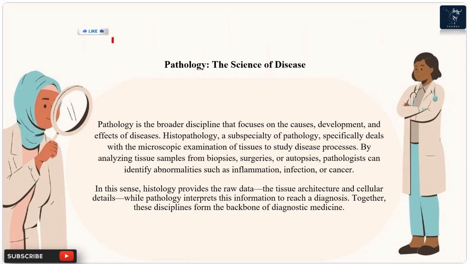Pathology, the science of disease. Pathology is the broader discipline that focuses on the causes, development, and effects of diseases. Histopathology, a subspecialty of pathology, specifically deals with the microscopic examination of tissues to study disease processes. By analyzing tissue samples from biopsies, surgeries, or autopsies, pathologists can identify abnormalities such as inflammation, infection, or cancer. In this sense, histology provides the raw data, the tissue architecture and cellular details, while pathology interprets this information to reach a diagnosis. Together, these disciplines form the backbone of diagnostic medicine.